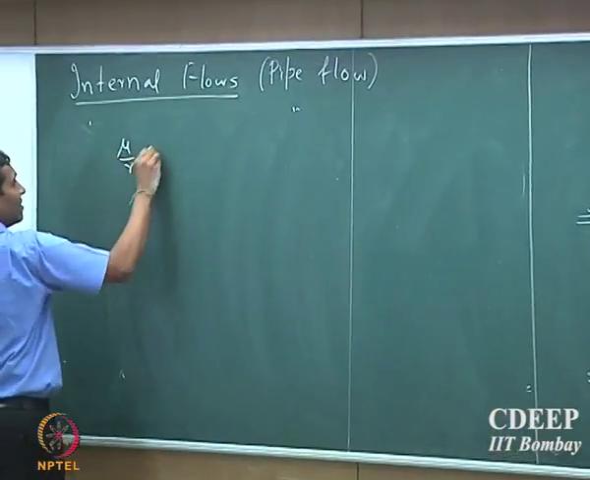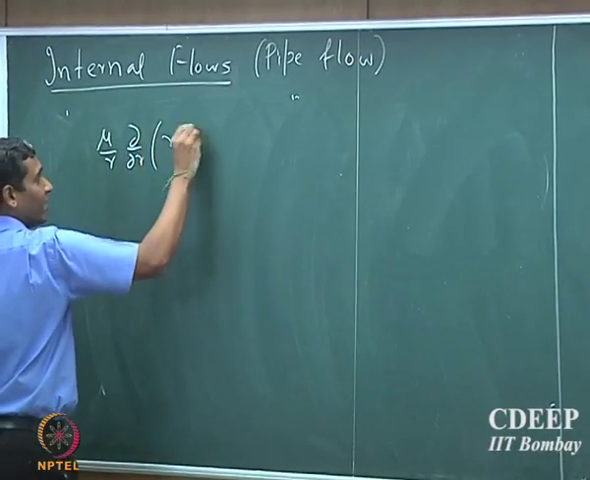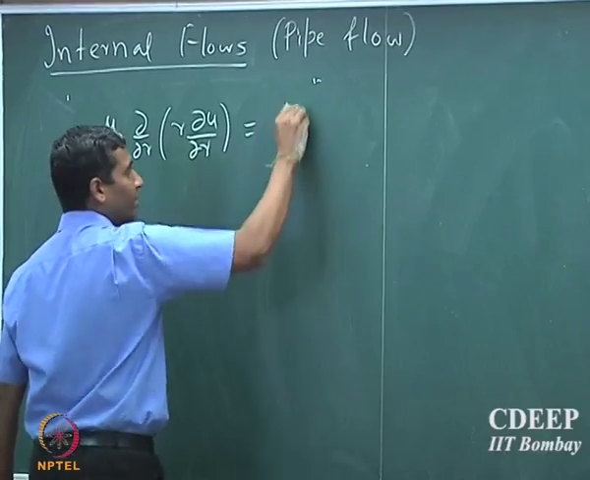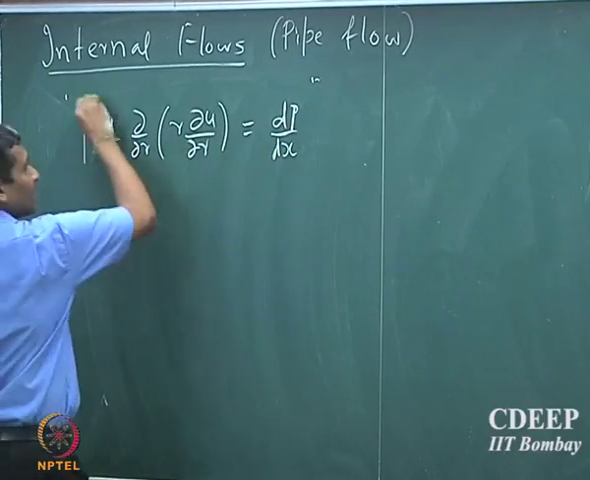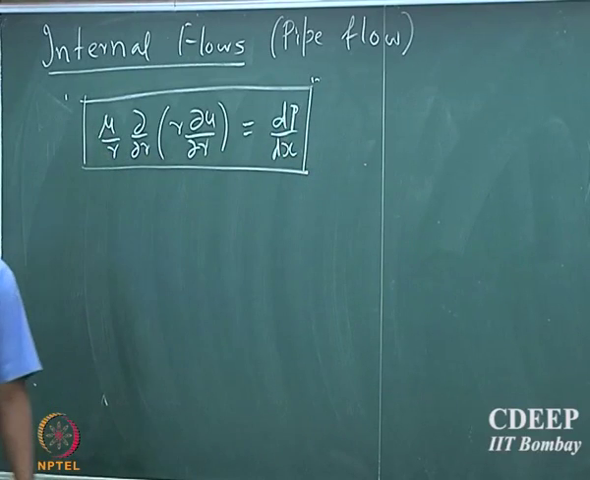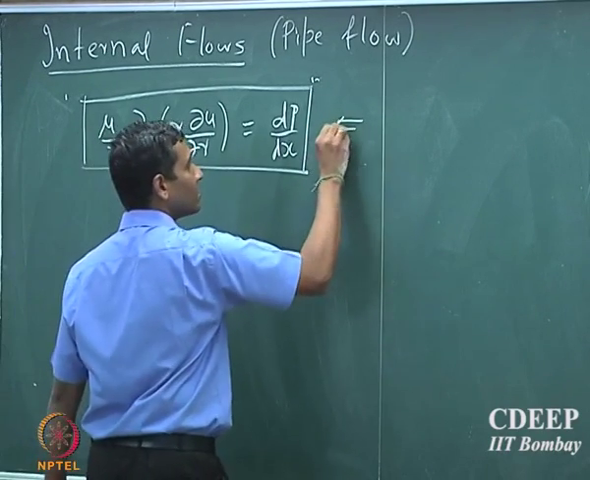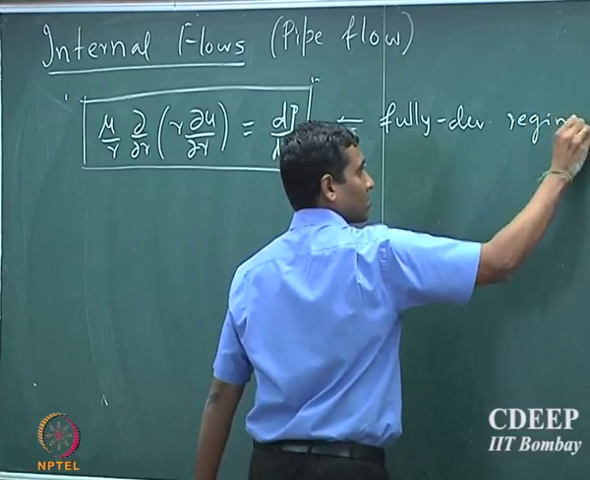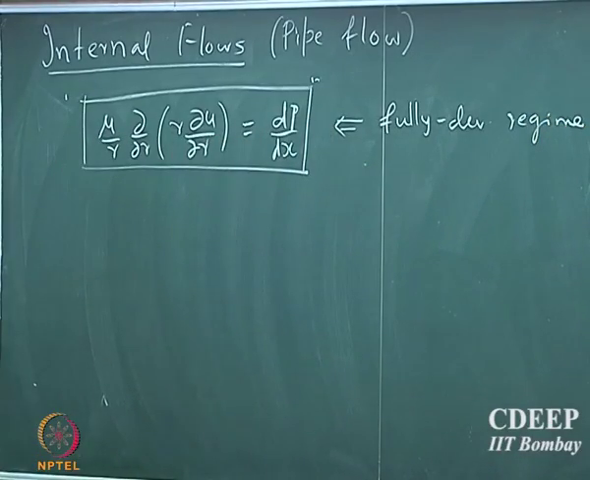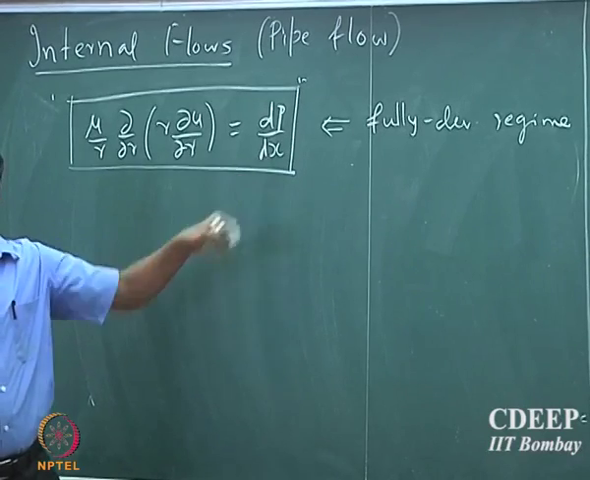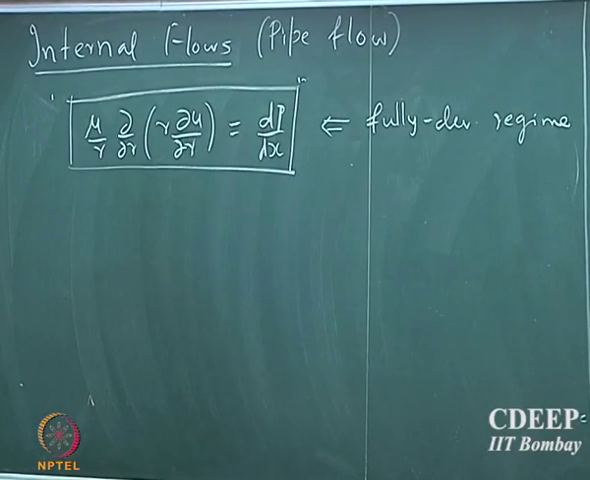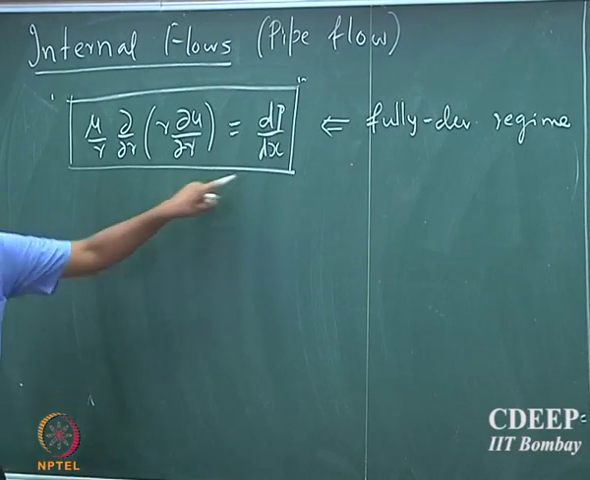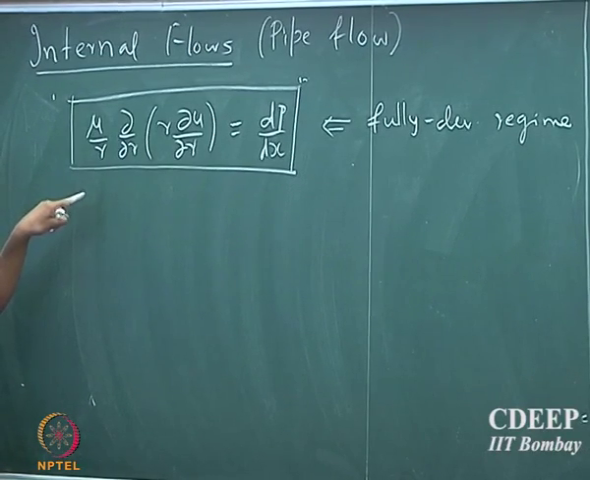So mu by r d by dr into r du by dr equal to dp by dx. So that gives you a balance for the velocity in the fully developed regime. Okay. So this is not true in the developing or the entry regime, it's true only in the fully developed regime where dp by dx, the pressure gradient, is not a function of the radial position. Therefore, you can find out the velocity profile in the fully developed regime.